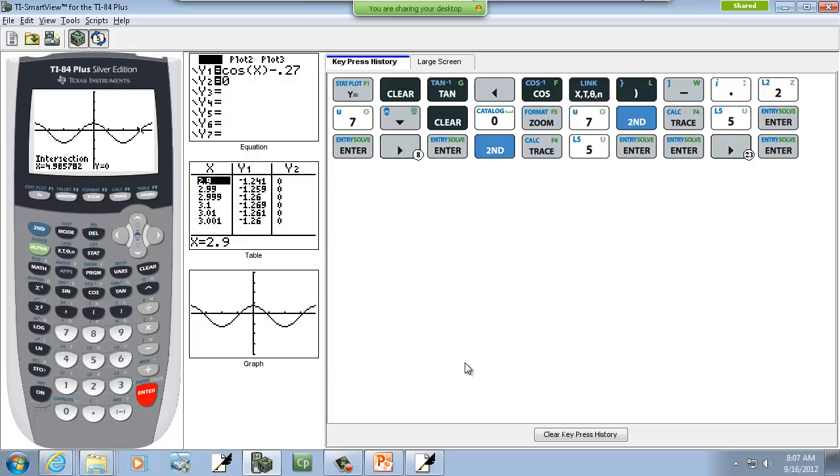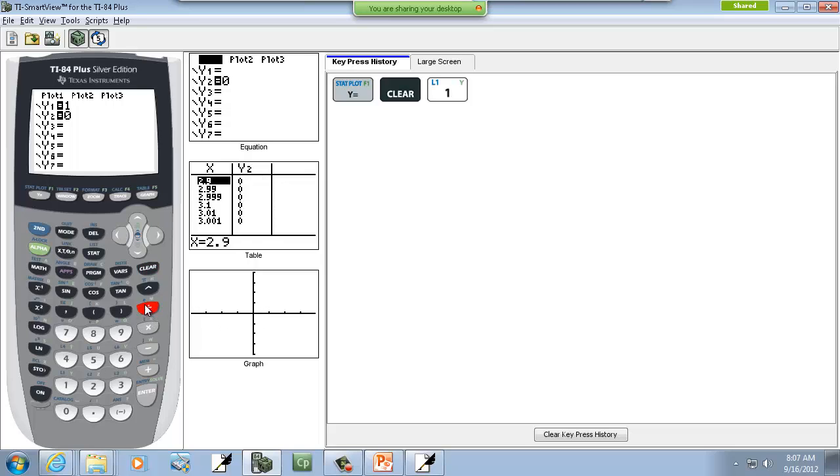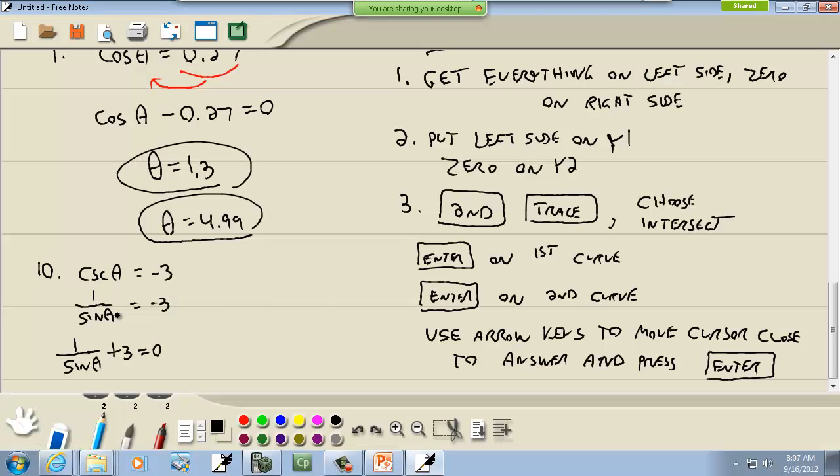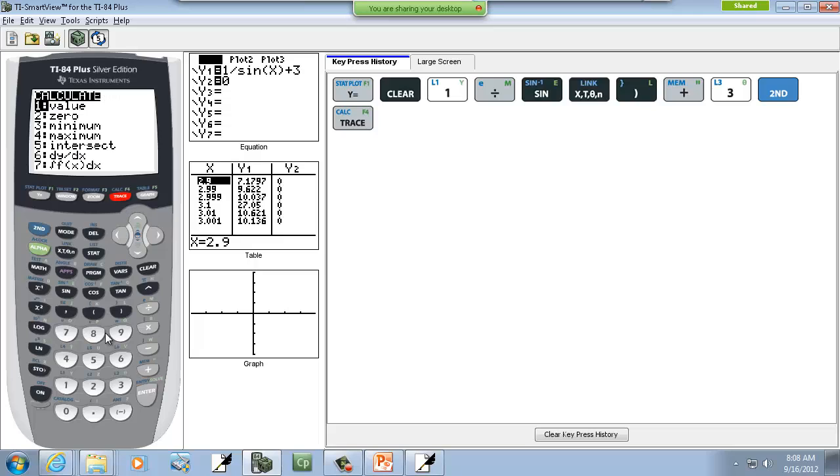So let's go input this now. Press my y equals, press clear, and I got 1 divided by sine x, closing parentheses, and then +3. Now we already have 0 on y2, so we don't need to put it there again, but if you don't, make sure you have 0 on y2. Now let's do a second trace, choose intersect, number 5.